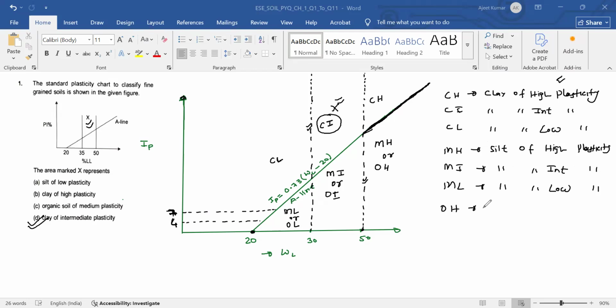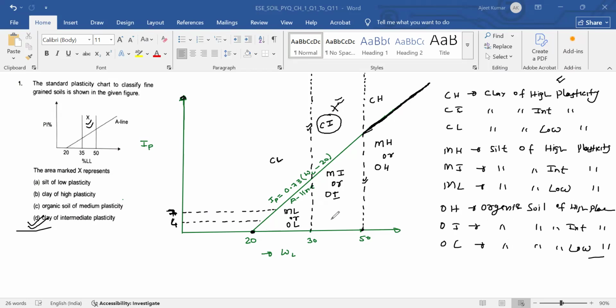OH is organic soil of high plasticity. OI is organic soil of intermediate plasticity, and OL is organic soil of low plasticity. Okay, so for this the answer will be D.